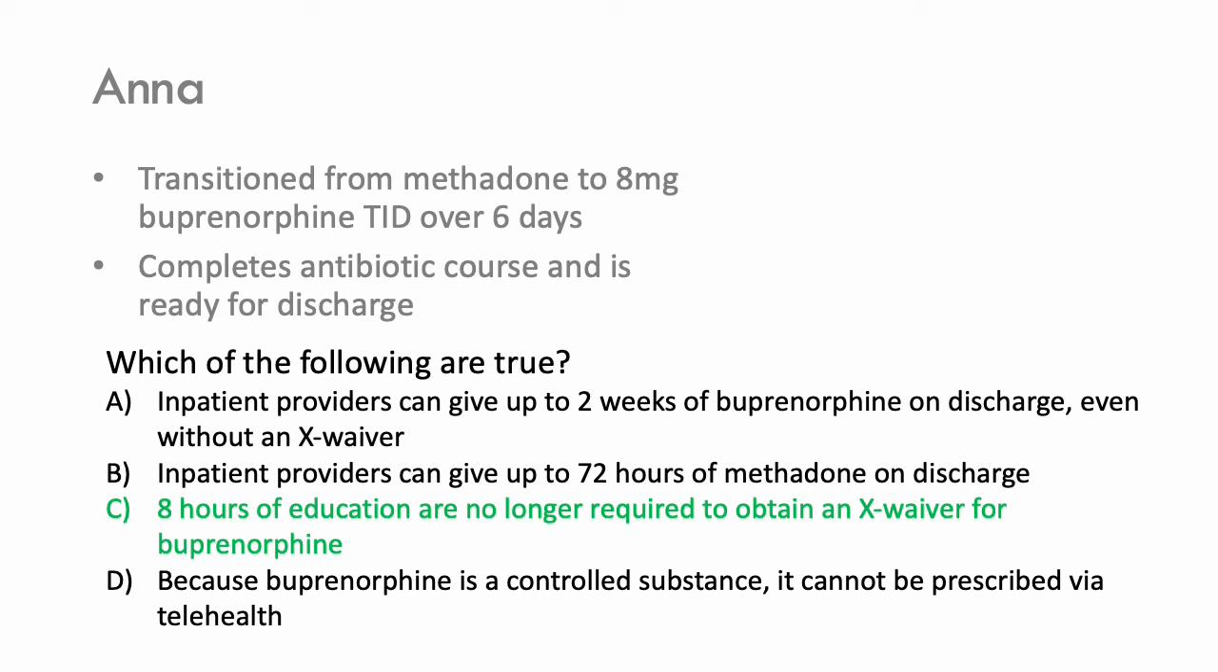C is true because, as of April 2021, the educational requirement was waived for providers to obtain an X number and start treating up to 30 concurrent patients with buprenorphine. All that's currently required is a notice of intent submitted to SAMHSA. D is false because buprenorphine can be prescribed via telehealth. Until the COVID-19 pandemic, an in-person assessment was required to establish care, but during COVID-19, a virtual visit works too. These telehealth flexibilities may change when the COVID-19 public health emergency ends, so just be aware of that.